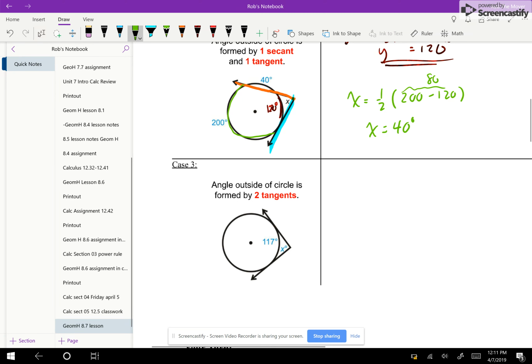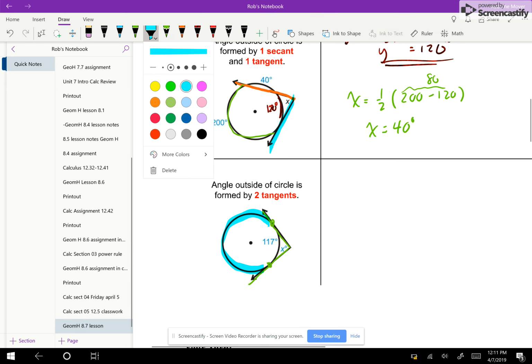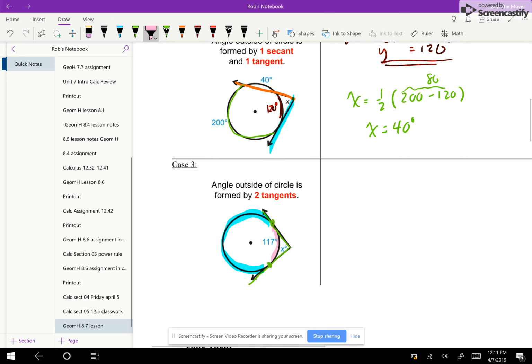At any rate, we've got two tangents here, and there's a unique situation that happens. When you cut off the two arcs, you're going to notice that the outer arc is over here and the inner arc is right here, and together they make 360. So if you know one of them, the other one can easily be found. Let me call this arc Y. 360 minus 117 is going to give you Y. So Y is going to be 253, I believe.